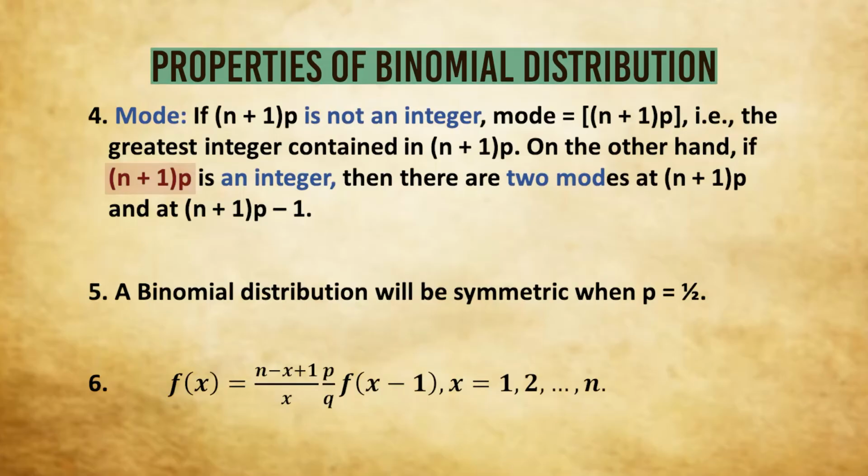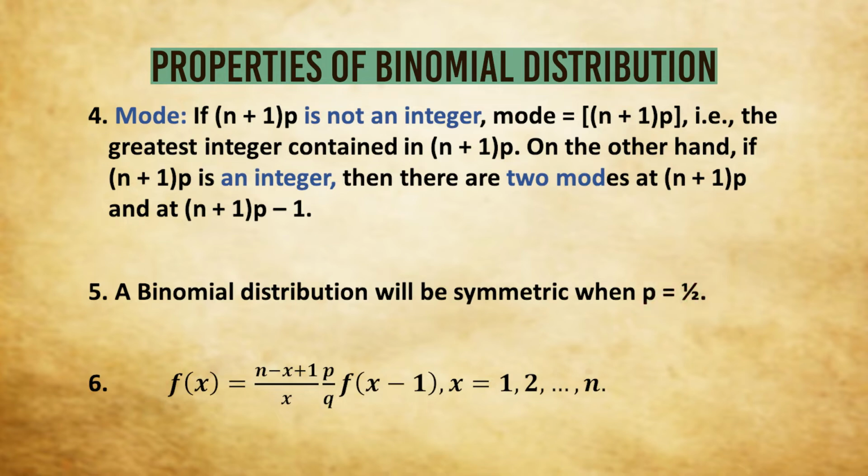The second situation is what? (n+1)p is an integer. So in this situation, there will be two modes. That means at two values of x, the probability will be maximum. One is at (n+1)p and the other one is at (n+1)p minus 1. A binomial distribution may be proved to be symmetric when p is equal to half.